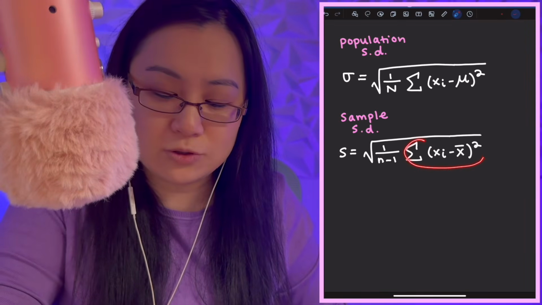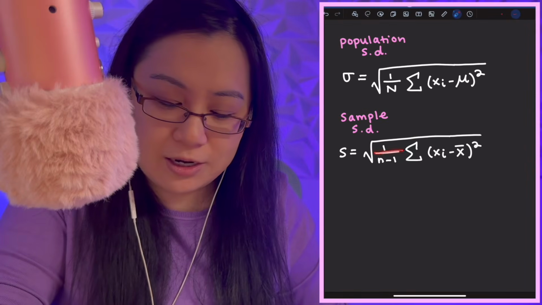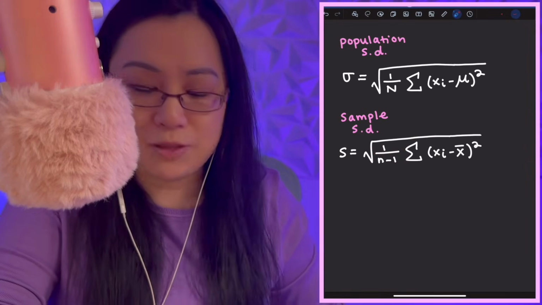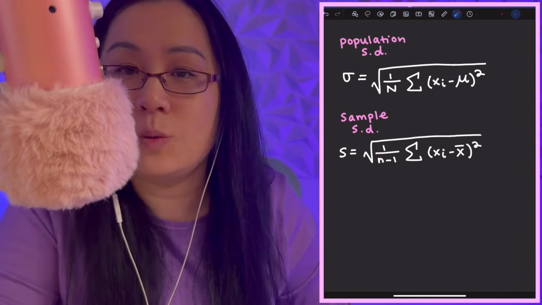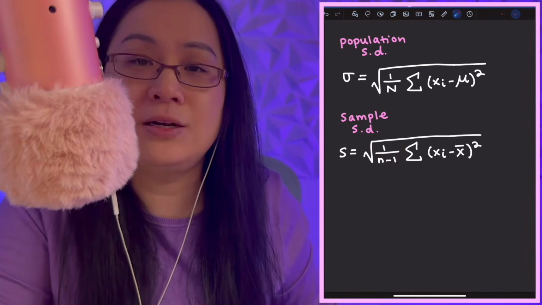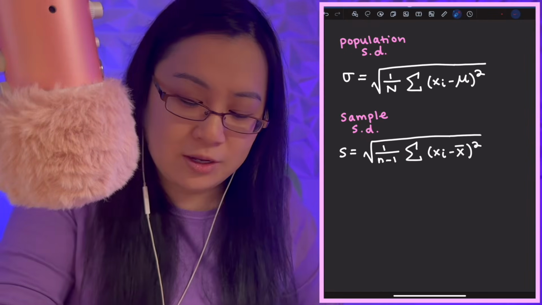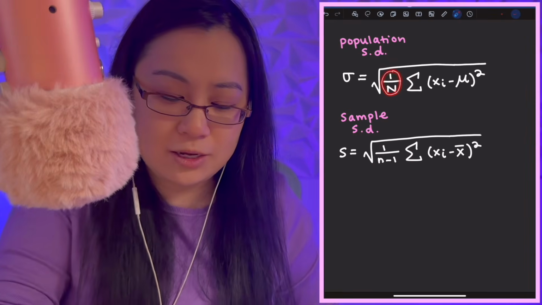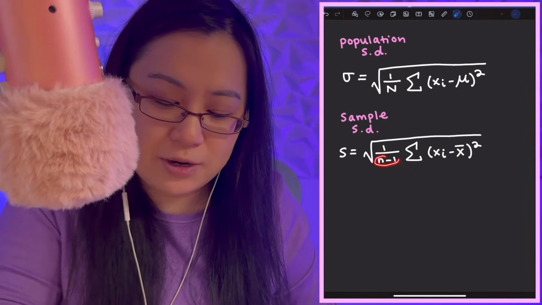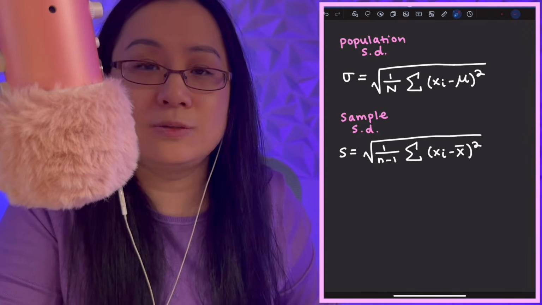Add all of those squared differences together, and now you divide by, or multiply by 1 over, it's the same thing, n minus 1, 1 less than the number of points in your sample. Okay, so this little adjustment here, why do we do this? It is because n minus 1 is going to be a little bit smaller, right?